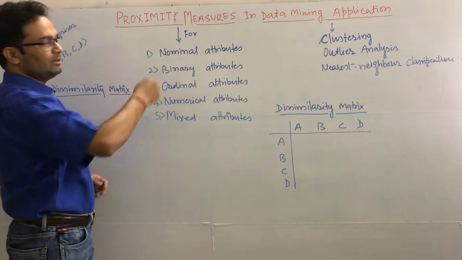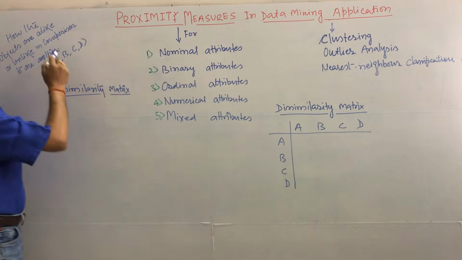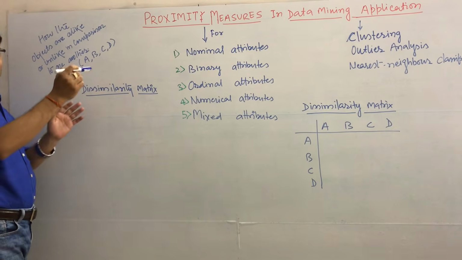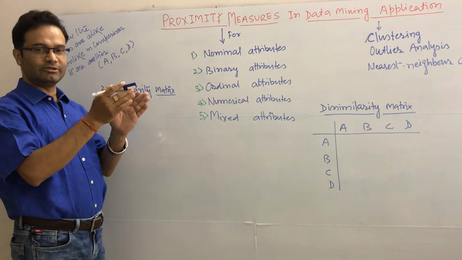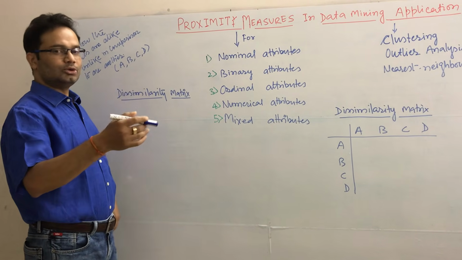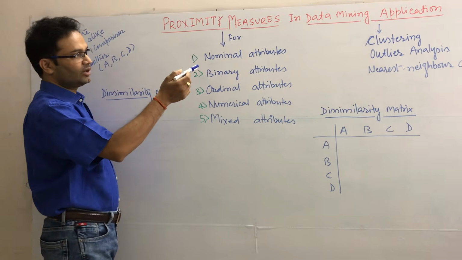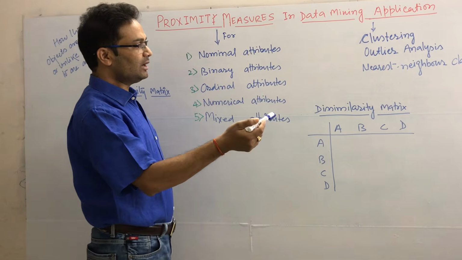Proximity measure means whether two objects are alike or unlike, that is, how similar or dissimilar the two objects are. That is the study we will do in proximity measures. And how is it useful in data mining?